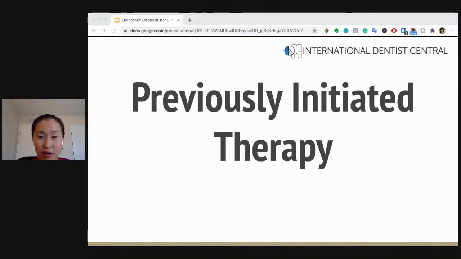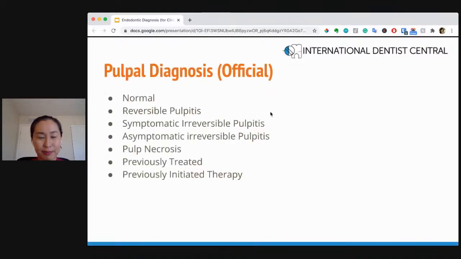Previously initiated therapy just means what it says. It's been started, but you didn't finish. So the patient might move, or the dentist might have said, hey, we're going to put temporary material and watch your periapical tissues, see how it heals, and then we're going to obturate it. But then the patient never came back because they no longer felt pain. Those are some reasons for previously initiated therapy. Not exactly what we want to see, but yeah, that's that.